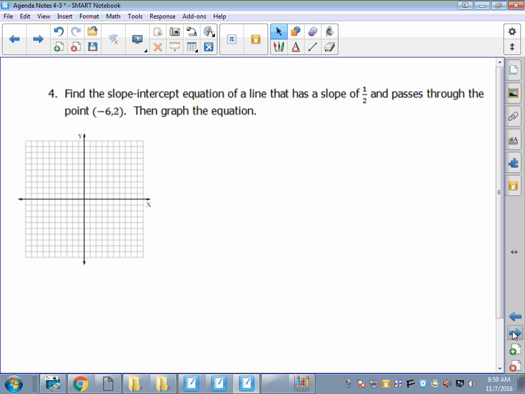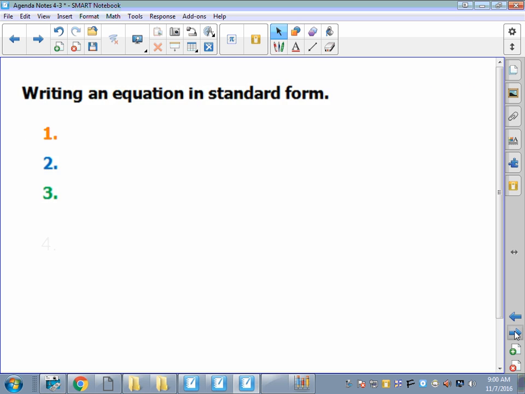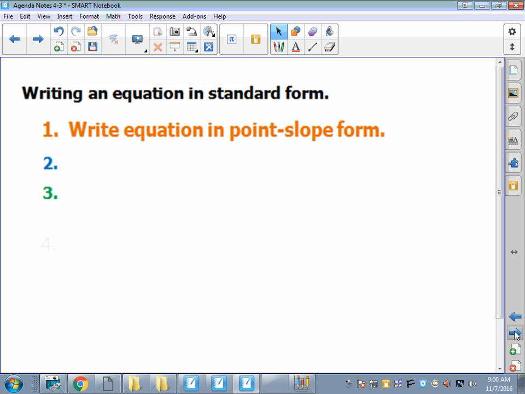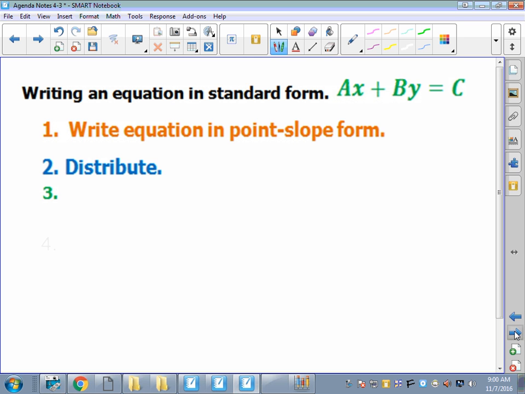So we're going to do the same thing with problem number 4. Let's skip 4. We could do that one as a practice. Write an equation in standard form. So here's the thing. There are going to be times, just like that one where I just said to write that in slope-intercept form, I'm going to also ask you to write the equations in standard form. Everybody remember standard form is when our x's and y's are on one side, numbers are isolated on the other side. So we're going to use our point slope form.